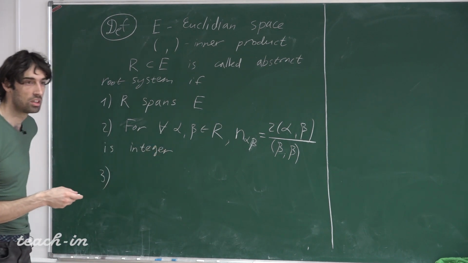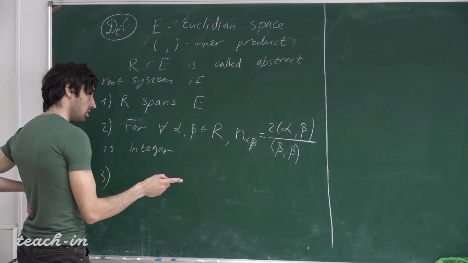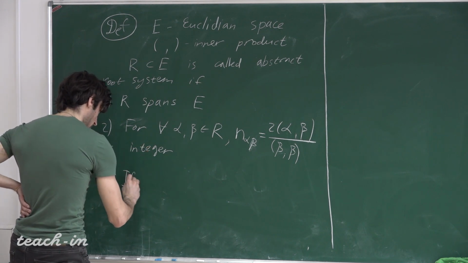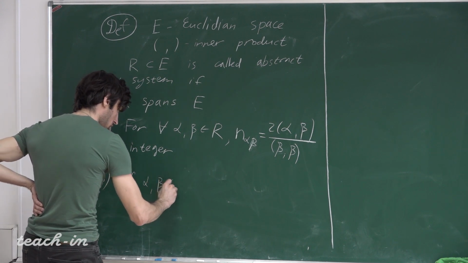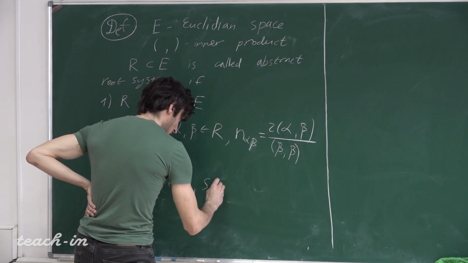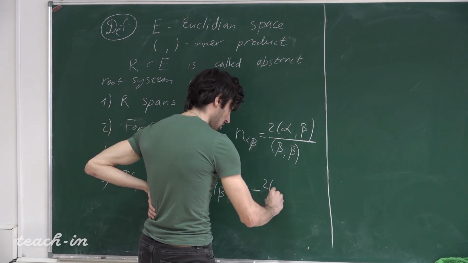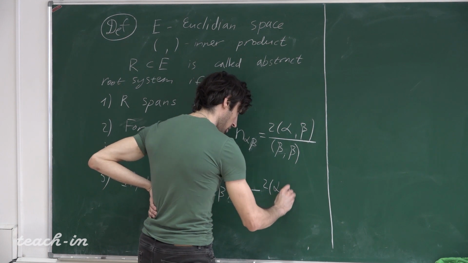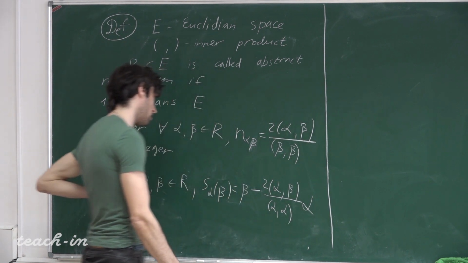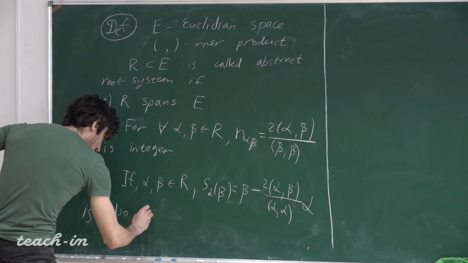And 3 is that the reflection of one root with respect to another is also a root. So if alpha and beta are roots, then S alpha beta, which is beta minus twice the projection of beta on alpha, is also a root.